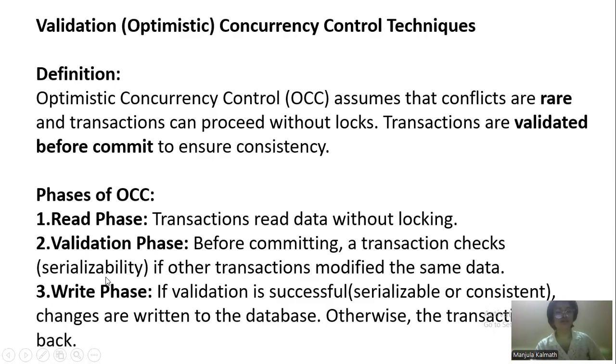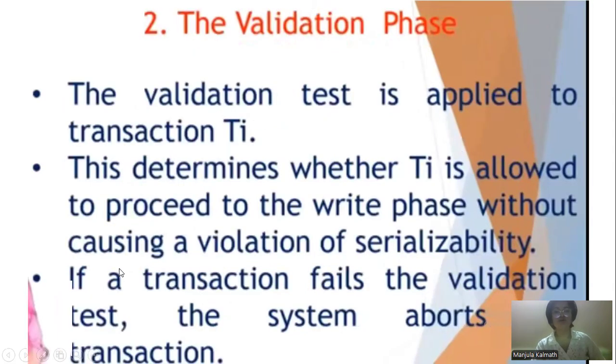So these are the three phases it will be taking. Now here we have a question: the validation phase. How will it check for serializability and consistency? Here we have two conditions in order to check whether the transactions are valid or invalid.